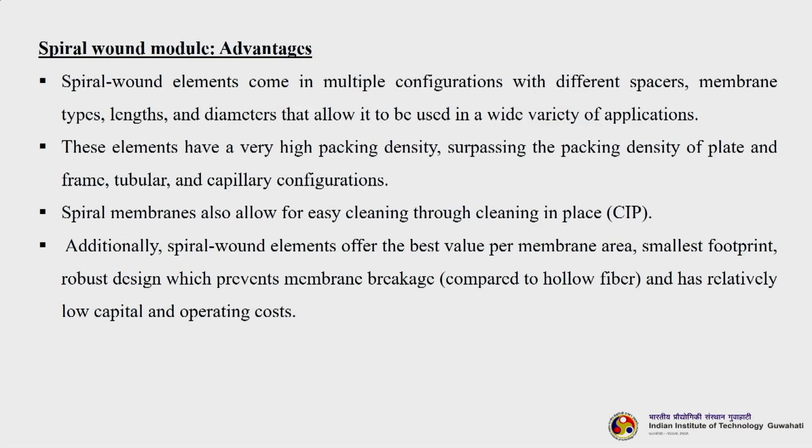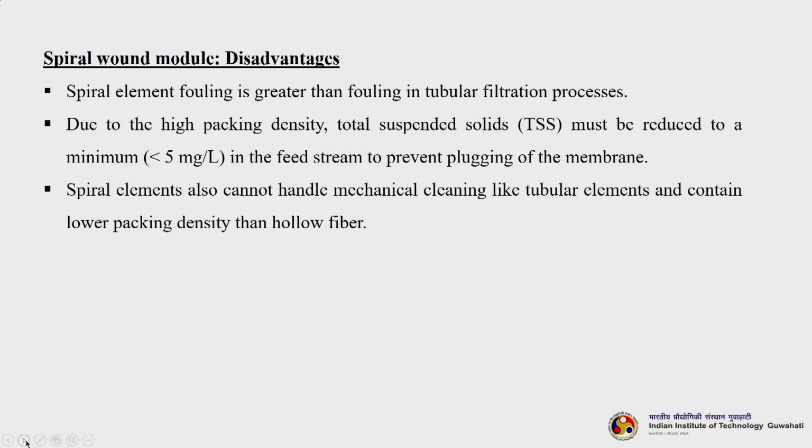Spiral elements come in multiple configurations with different spacers, membrane types, lengths and diameters that allow them to be used in a wide variety of applications. These elements have a very high packing density, surpassing the packing density of plate and frame, tubular and capillary configurations. Spiral membranes also allow for easy cleaning through cleaning in place technology. Additionally, spiral elements offer the best value per membrane area, smallest footprint, and a robust design which prevents membrane breakage compared to hollow fiber systems, and have relatively low capital and operating cost.